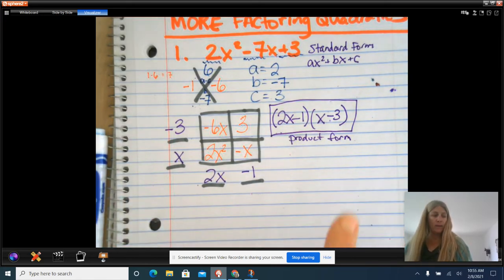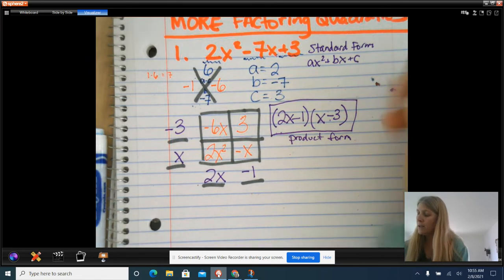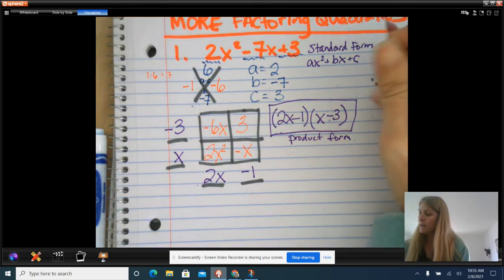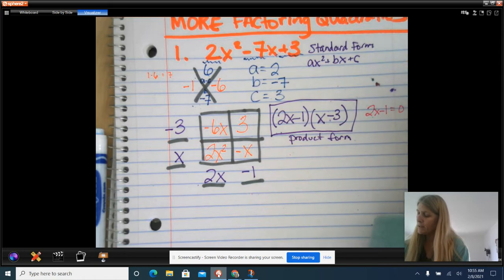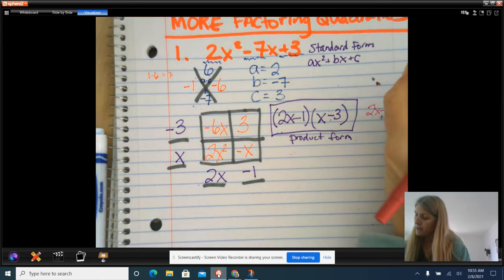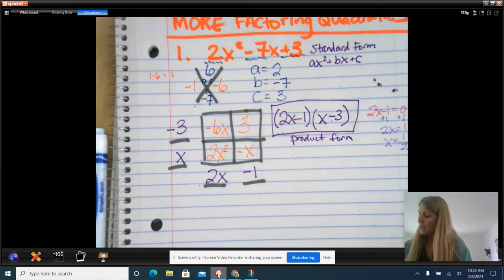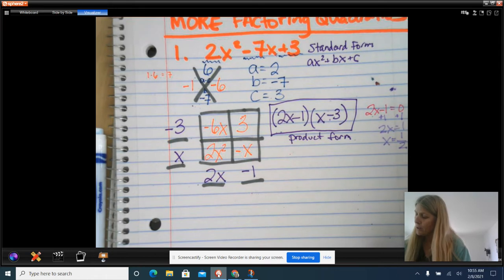Now, what we learned to do from here is we are going to find the roots, the zeros, the x-intercepts. So 2x minus 1 is equal to 0, and x minus 3 is equal to 0. We're going to solve for each x. That gives us 2x is equal to 1, so x is equal to 1/2. And then for our other one, we're going to add 3 to both sides, and x is equal to 3.